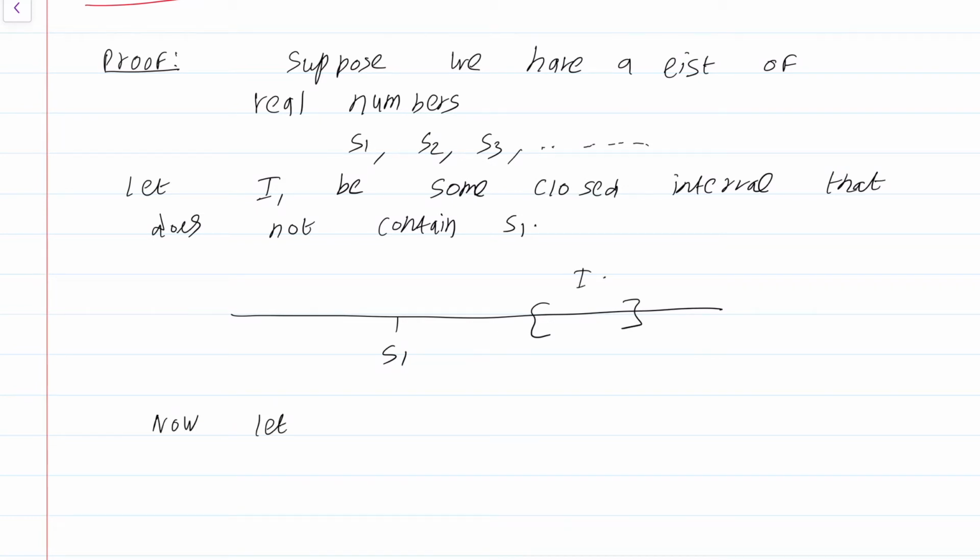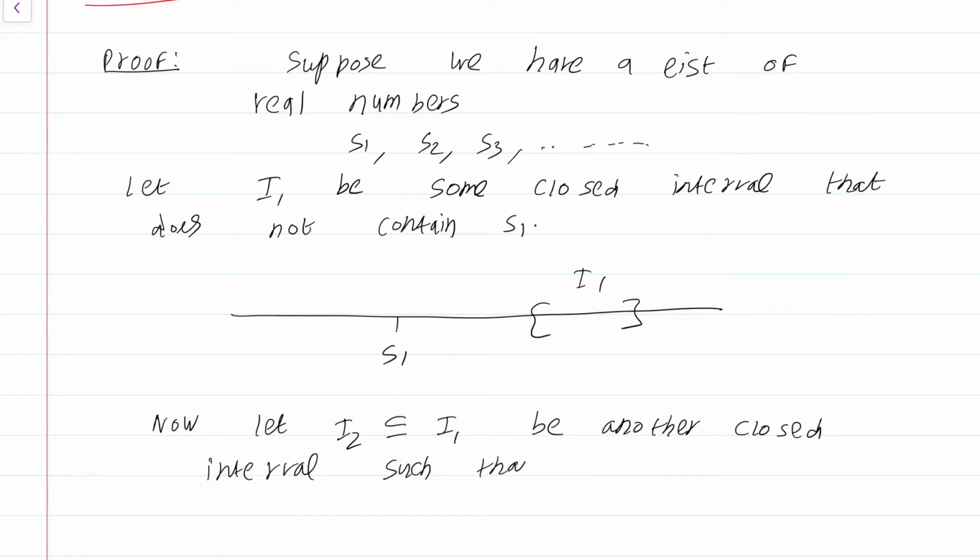So this is I1. Let I2, a subset of I1, be another closed interval such that S2 does not belong to I2. Why does such an interval exist? Well, again, say S2 is here, just choose this interval. Okay.